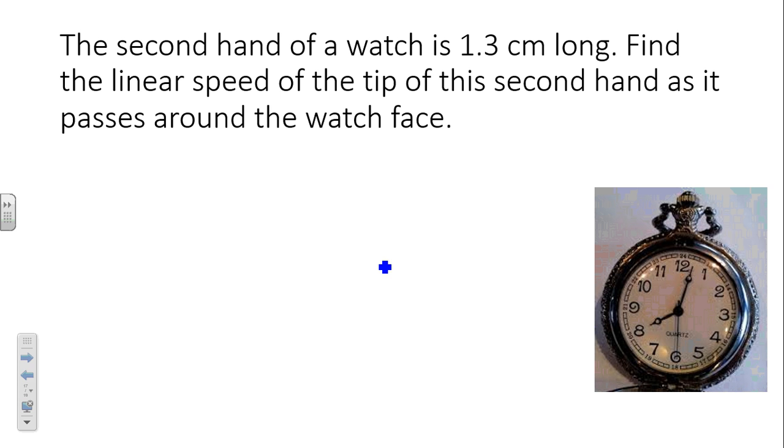Okay, so first of all, we've got to figure out what its angular velocity is. How many radians per second or per minute or per hour? Radians per unit of time. So let's think about a revolution. How often does the second hand make it around the clock?